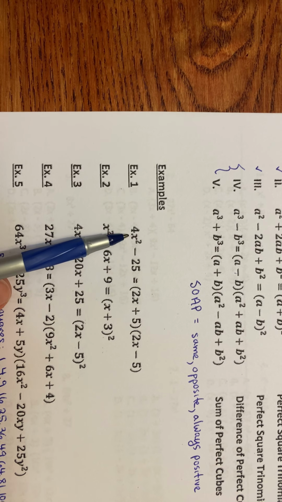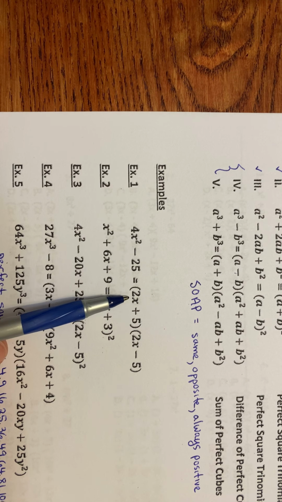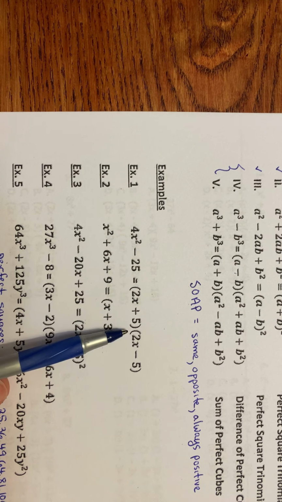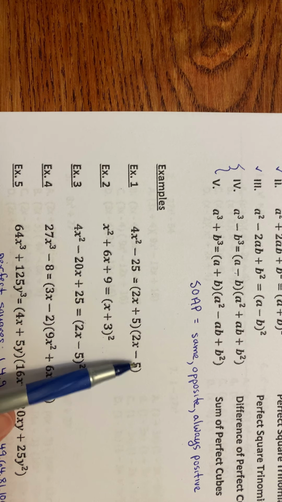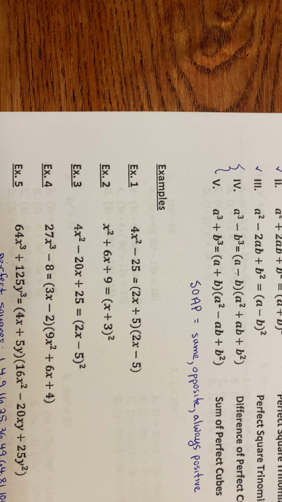So this one's a difference of squares. Notice we just took the square root of the first term. It goes in the first spot. Square root of the second term in the second spot. One's a plus, one's a minus. We've done many of those this year.